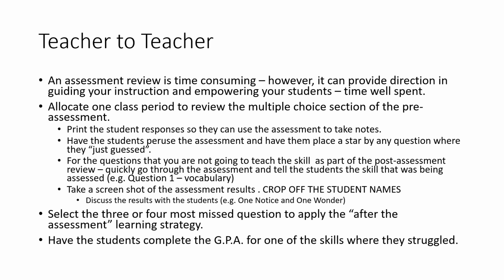For the questions that you're not going to teach the skill as part of the post-assessment review, quickly go through the assessment and tell the students the skill that was being assessed. For example, question 1 was vocabulary using unknown words or context clues. Take a screenshot of the assessment results and crop off the student names. Discuss results with the students and have them look at the data like we do. What do you notice? What do you wonder? Select the 3 or 4 most missed questions to apply the after assessment learning strategy. This really helps in streamlining your work, and have the students complete the GPA for one skill where they struggled.